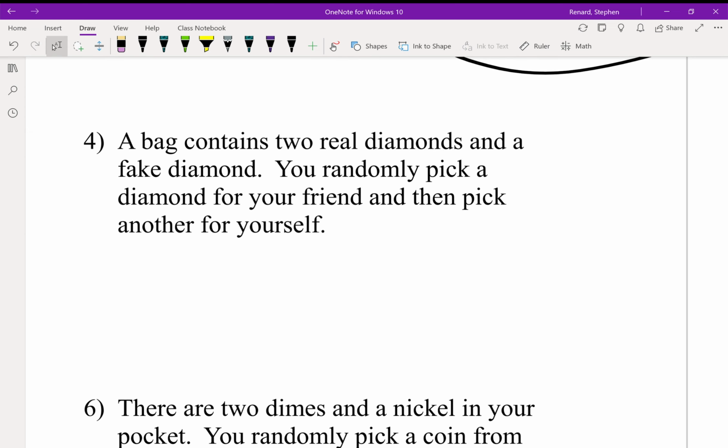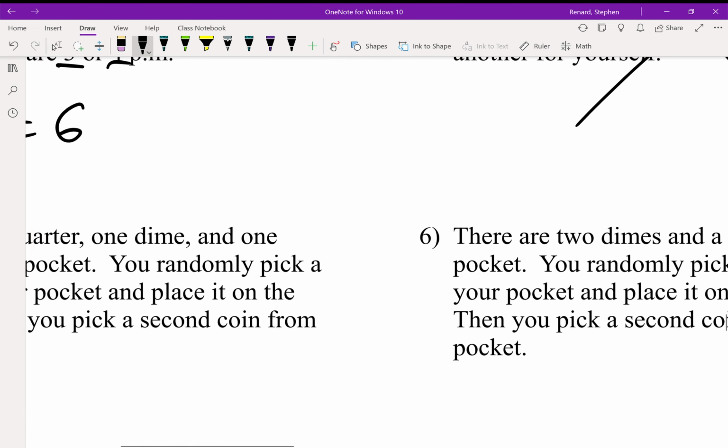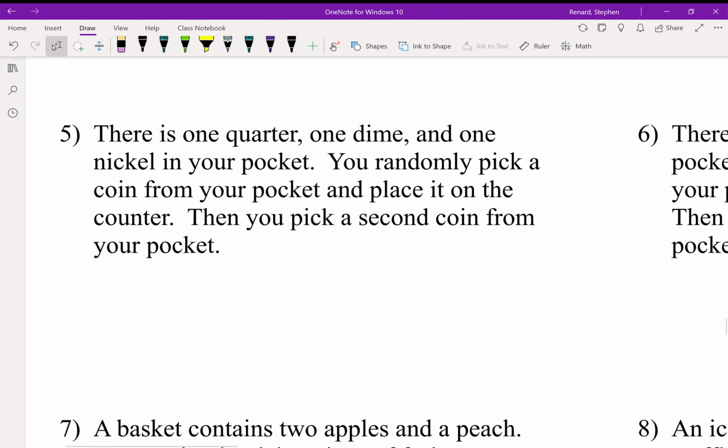A bag contains 2 real diamonds. We already did this one. There is 1 quarter, 1 dime, and 1 nickel in your pocket. 3 coins. You randomly pick a coin and place it on the counter. You then pick a second coin. Well, after you've taken 1 out, you only have 2 left. Those 6 choices are quarter then dime, quarter then nickel, dime then quarter, dime then nickel, nickel then quarter, nickel then dime, 6.